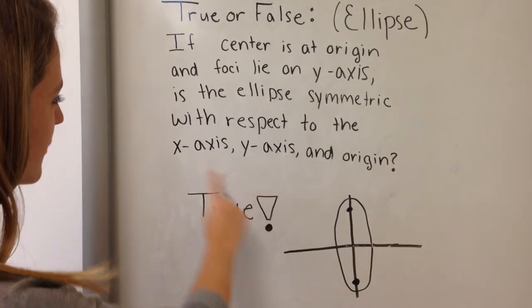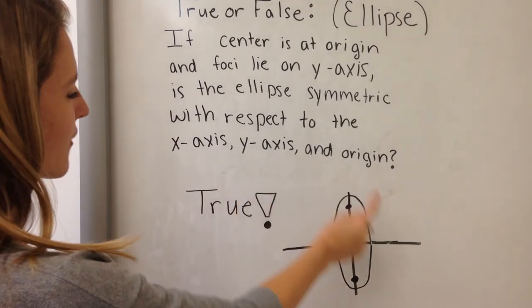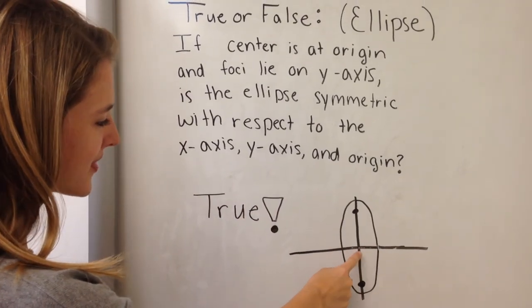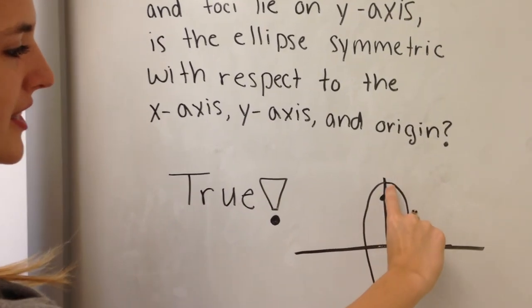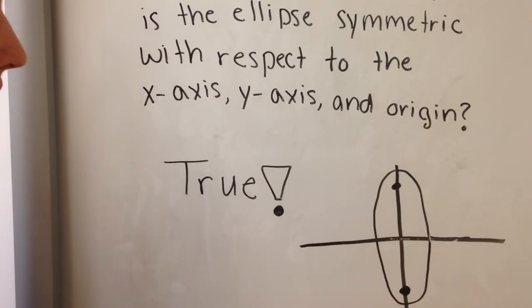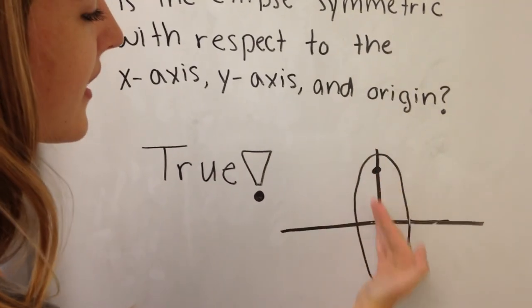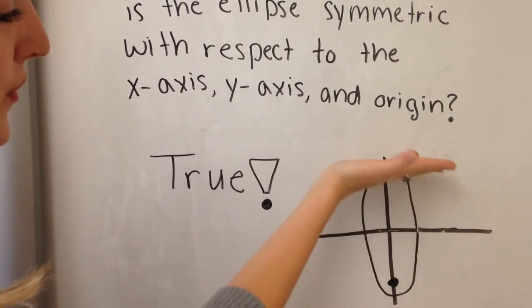Another one! Oops, it is symmetric to the x-axis, y-axis, and the origin, because the distance between here and here and here and here is equal. The distance here and here is equal. So therefore, it's symmetric on both sides here and symmetric on both sides there.